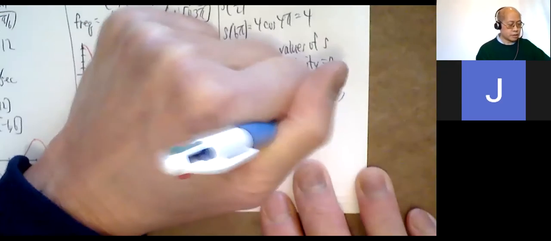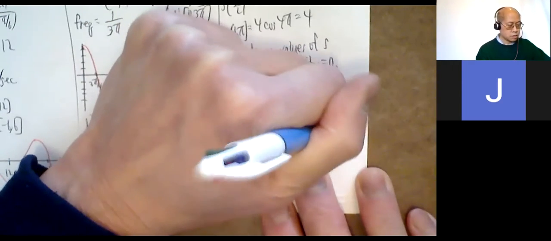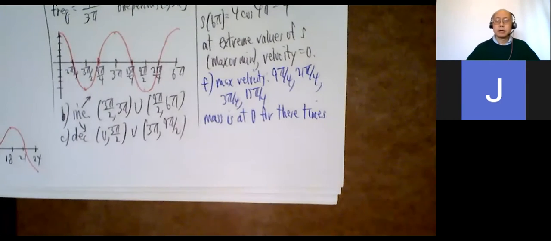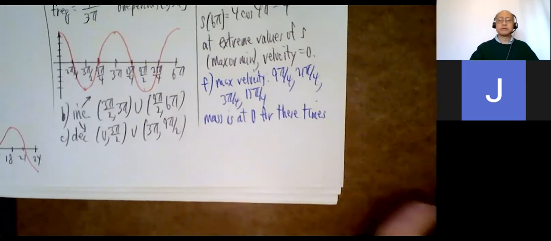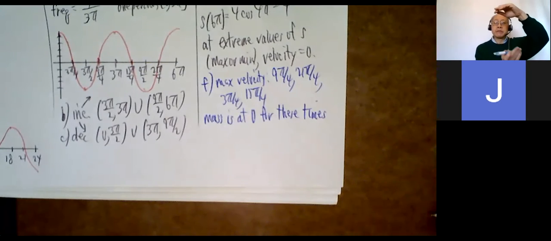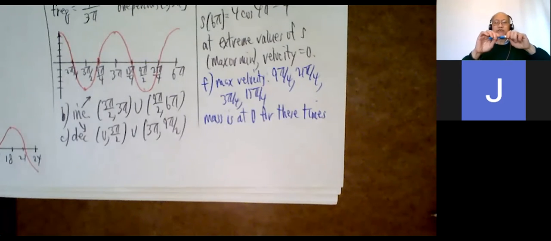Mass at 0 for these times. So that means when you have a spring bouncing up and down, at the maximum and the minimum, velocity is 0. Exactly halfway, right at the equilibrium point, that's where you have the maximum velocity.